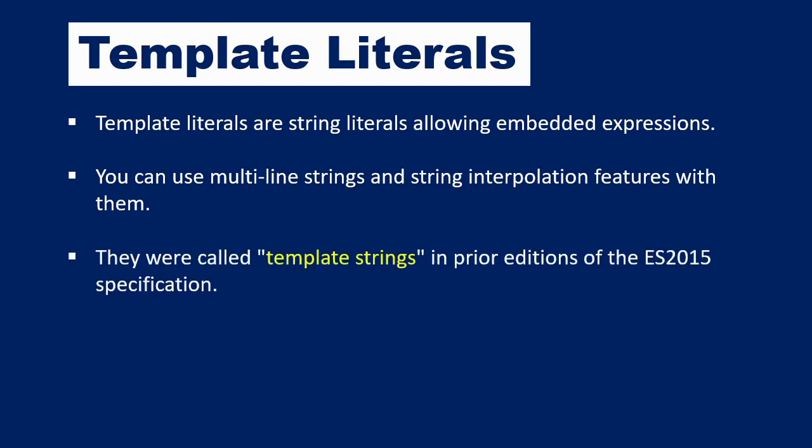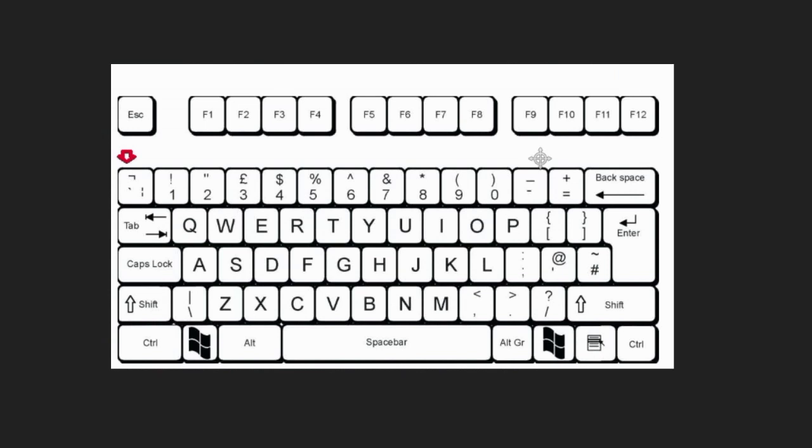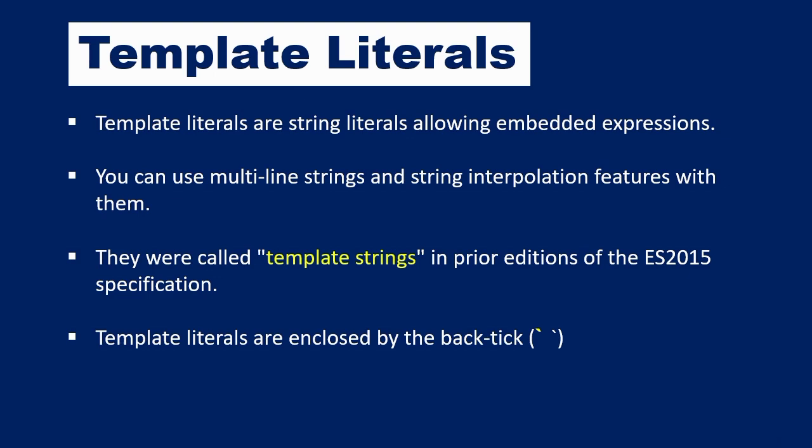Template literals are enclosed by using the backtick. Let me show you what the backtick looks like on a keyboard. So this is a standard normal UK keyboard, and you can see where I've got my arrow pointing. This here in the middle is known as the backtick. So when you're using the backtick in template literals, you can avoid using single or double quotes.